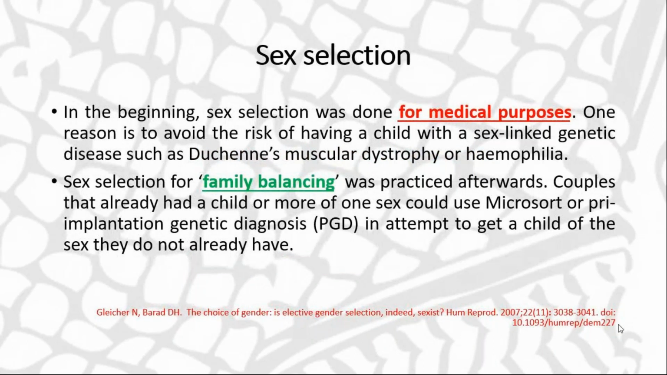In the very beginning, sex selection was done only for medical purposes, for cases when we want to avoid the risk of having a male baby with Duchenne muscular dystrophy, for example, or hemophilia, the sex-linked genetic disorders. Afterwards, the idea of family balancing emerged, in the cases of couples that have a child of some sex and want another child of the sex they are deficient of.